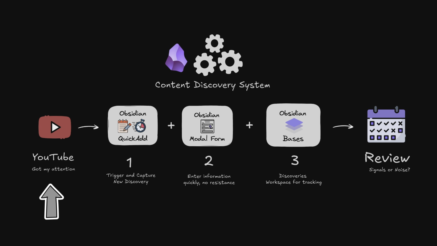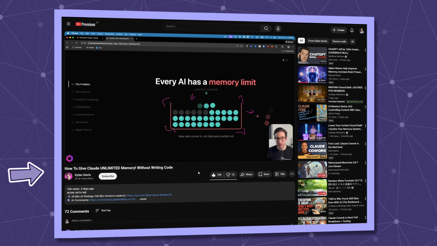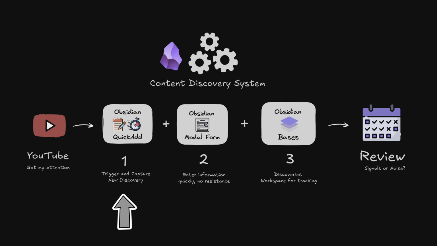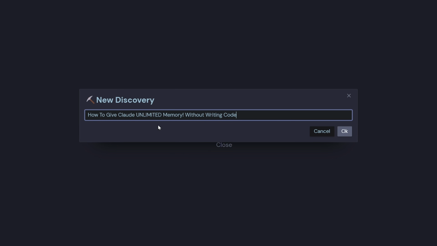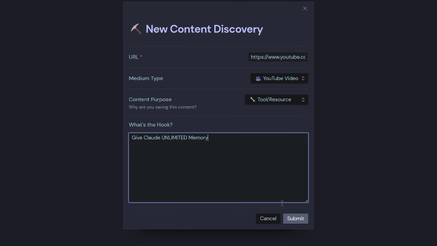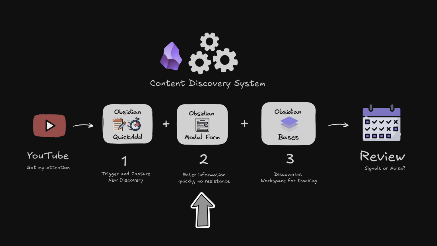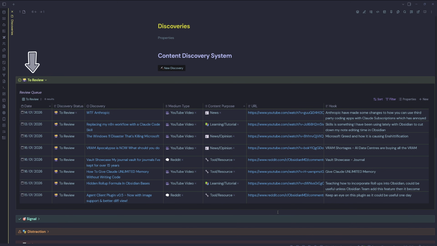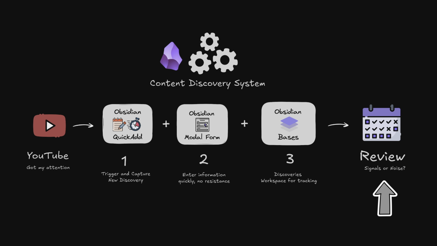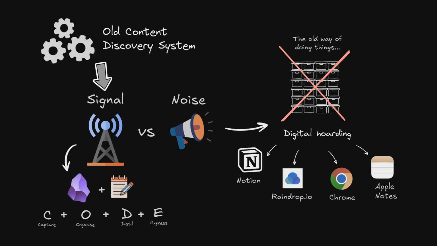I find a YouTube video that grabs my attention. Inside Obsidian, I use QuickAdd to capture it. No complex note creation, just the essentials. The discovery lands in my review queue. Then during my daily or weekly review, I filter the signals from the noise.